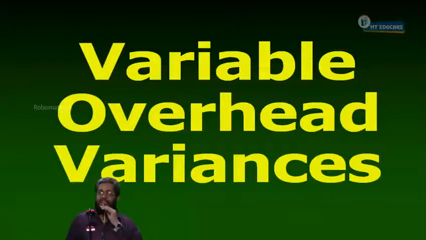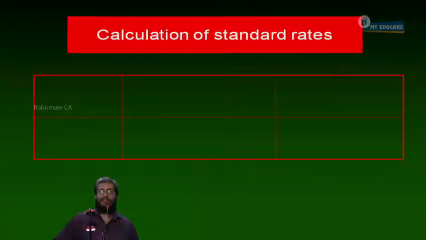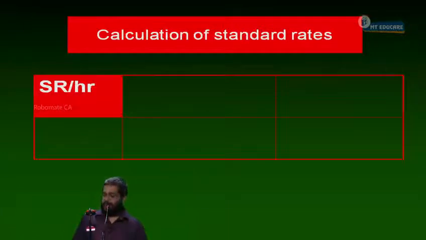Variable overhead variances. Okay, how many steps? Write down. Step 1, standard rates. Standard rate per hour. They write SR per hour.